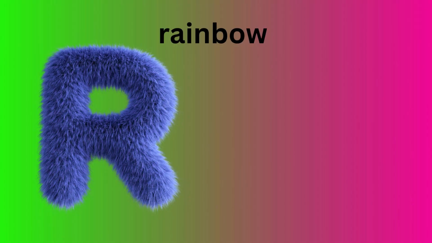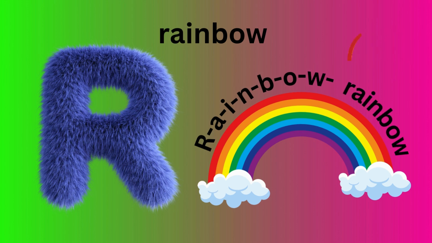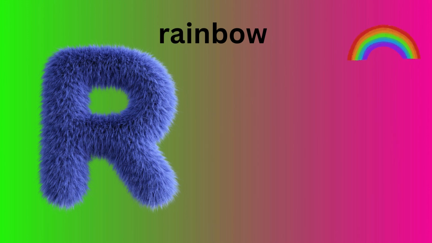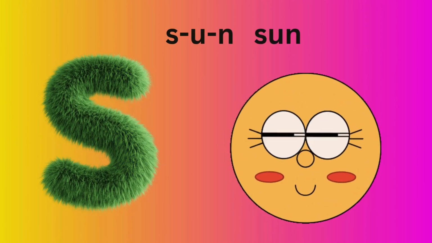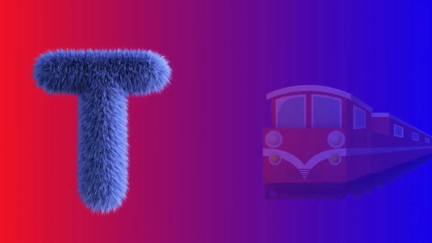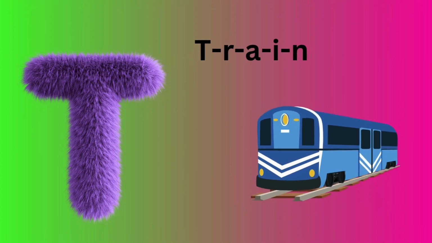Queen. R is for rainbow. R, A, I, N, B, O, W. Rainbow. S is for sun. S, U, N, sun. T is for train. T, R, A, I, N, train.